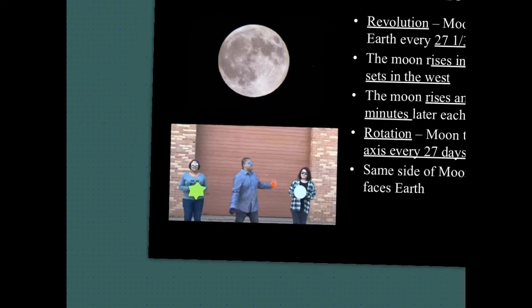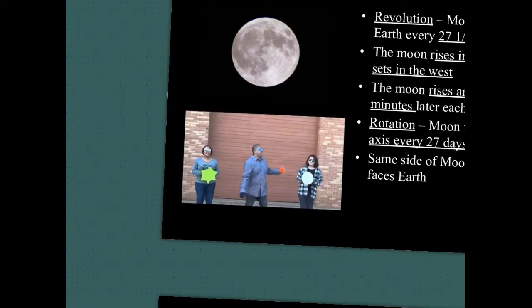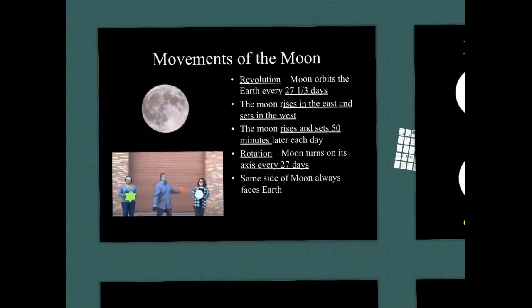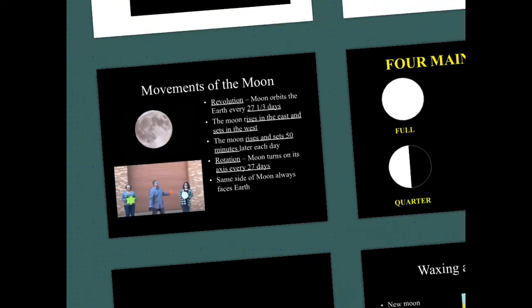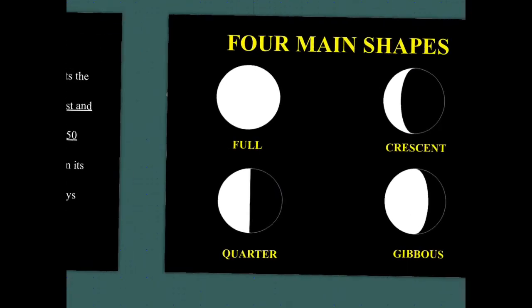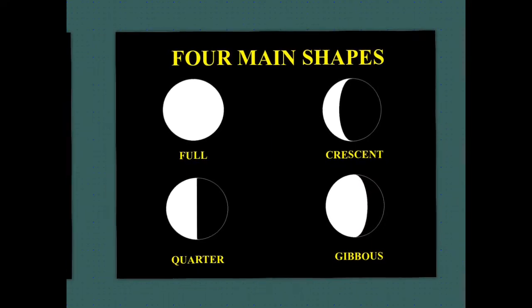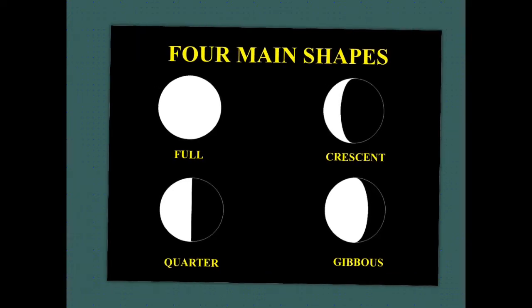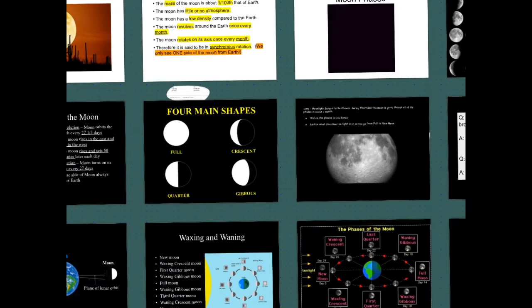Now, when you look at the slides, there's a video here, and this video is going to talk to you about the difference between rotation and revolution. So the same side of the moon always faces the Earth. We never see the back side of the moon. I didn't say the lighted side, I said the back side. Now, as you fill out your moon observation sheet, you're going to understand how the moon goes from full to crescent to quarter to gibbous. You'll be able to identify those shapes.